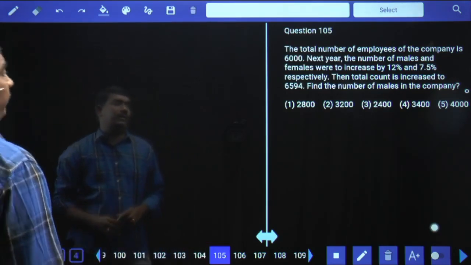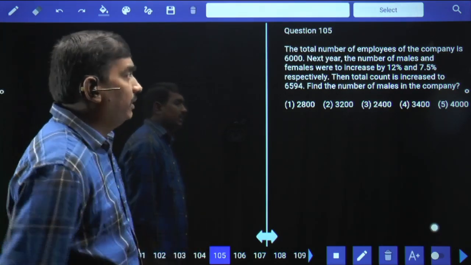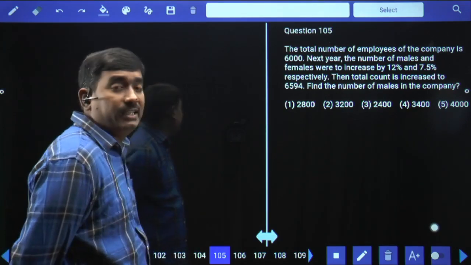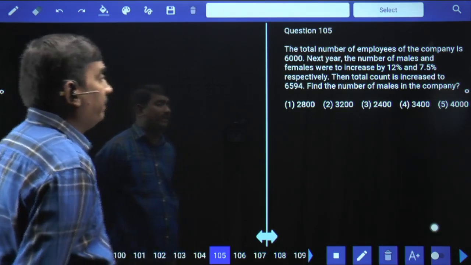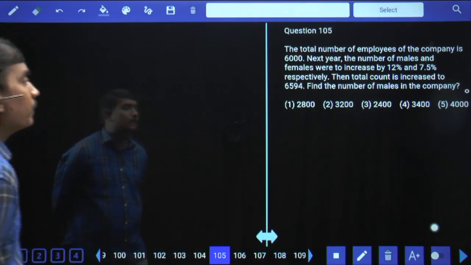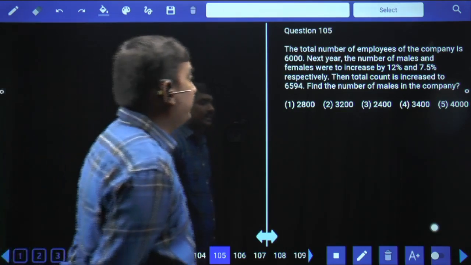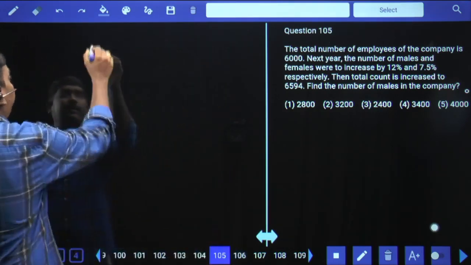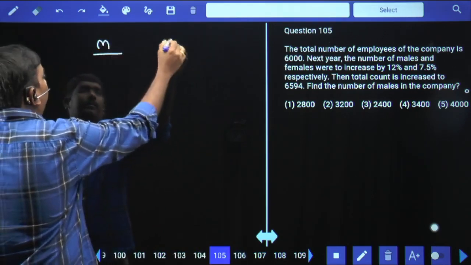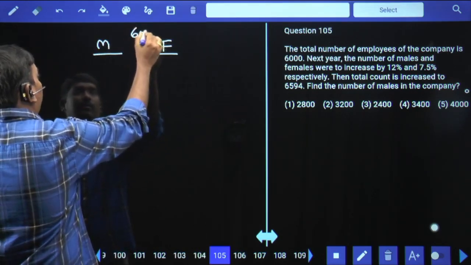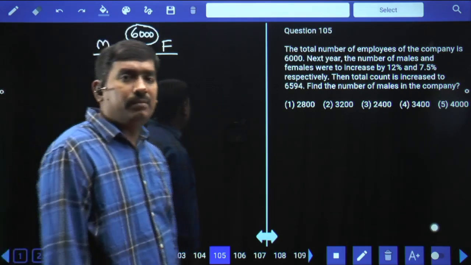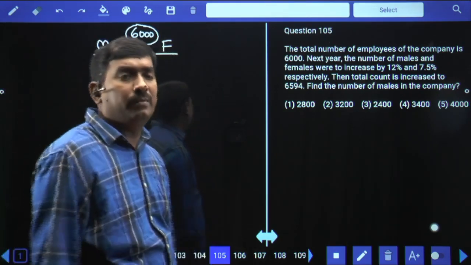The total number of employees of the company is 6,000. Next year, the number of males and females were to increase by 12% and 7.5% respectively. Then total count is increased to 6,594. Find the number of males in the company. Male, female, total 6,000. Out of 6,000, how many are males? I don't know. How many are females? I don't know.